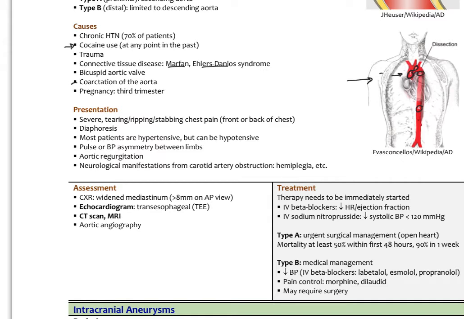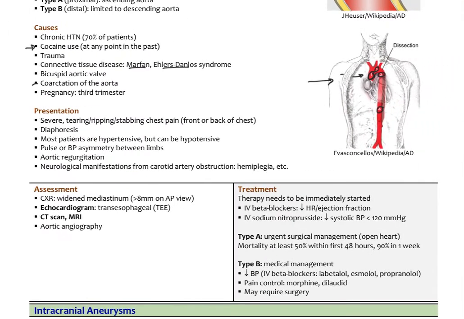And then there can be neurological manifestations from blockage of the carotid artery. So basically poor perfusion to the brain, causing things like hemiplegia and whatnot. So those would be typical presentations of aortic dissection.